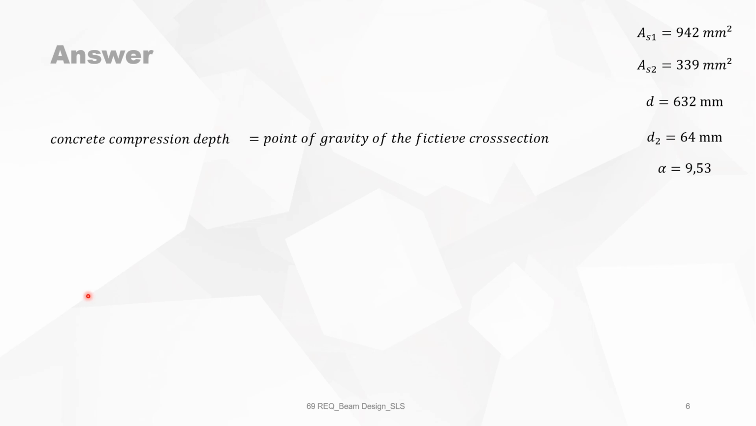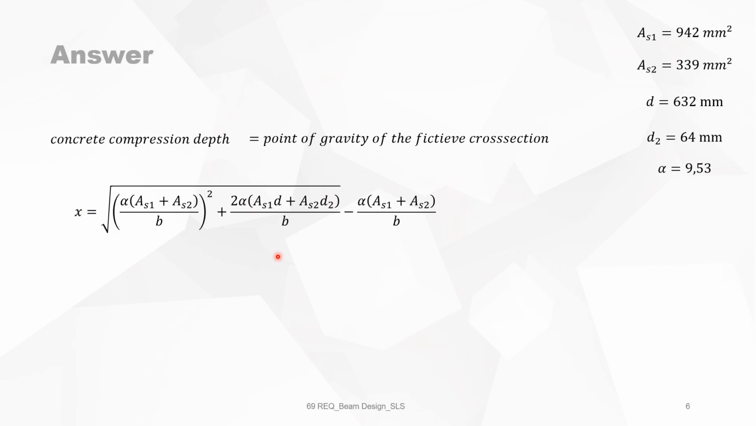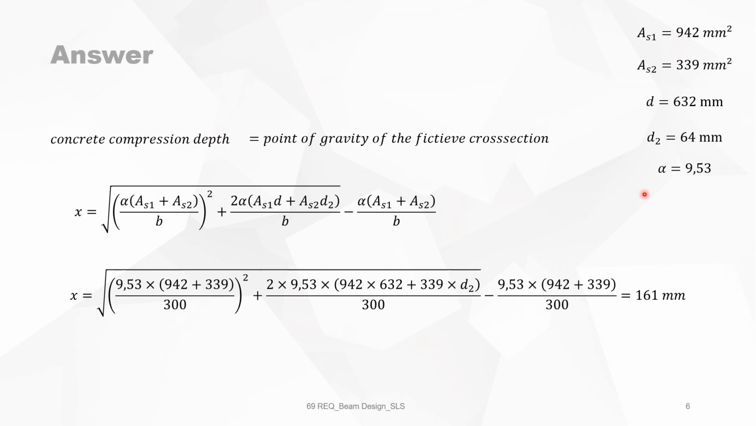The concrete compressive depth is equal to the point of gravity of the fictive cross-section. The fictive cross-section is alpha times the reinforcement plus the concrete cross-section. You can work this out, and then you've got this concrete compressive depth. We fill in all the variables that we know up till now, and we end up with 161 millimeters.